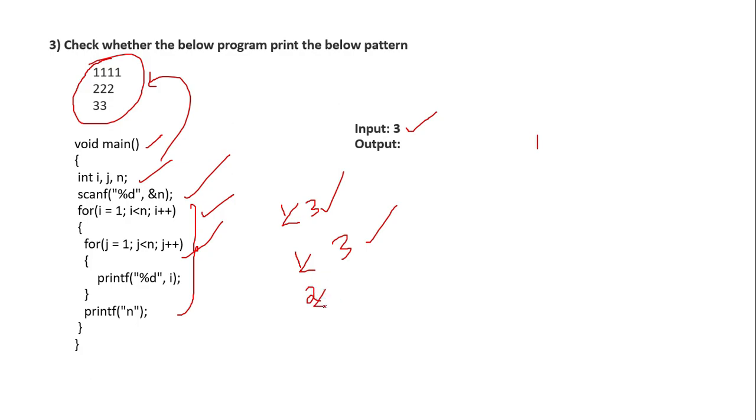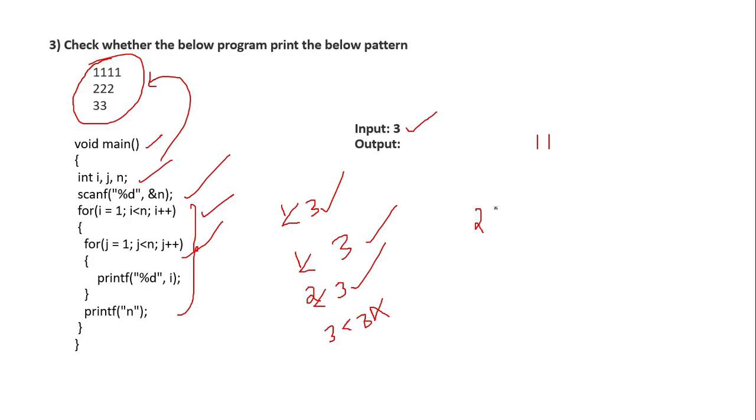Okay, 2 less than 3, again the condition is true. So the i value is 1, again 1 will be printed on the screen. Then j is incremented to 3, so 3 less than 3, the condition is false, so nothing more will be printed on the screen, just this will be printed. Then print \n, so you are coming to the next line.